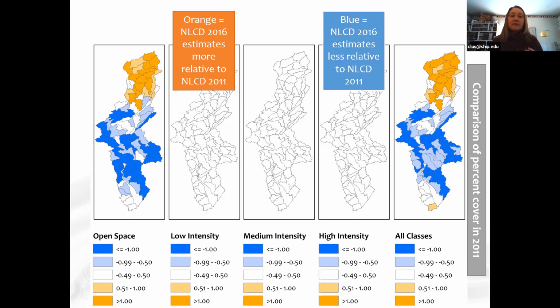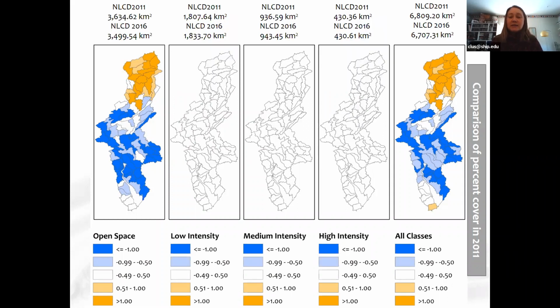When we're looking at this, the orange colors are when NLCD 2016 estimates more of that land class relative to 2011, and blue is when it's estimating less relative to 2011. And we can see that for low intensity, medium intensity, and high intensity, these two products are within 0.5% of each other across the entire basin. So most of the differences that we see here are due to the developed open space category.